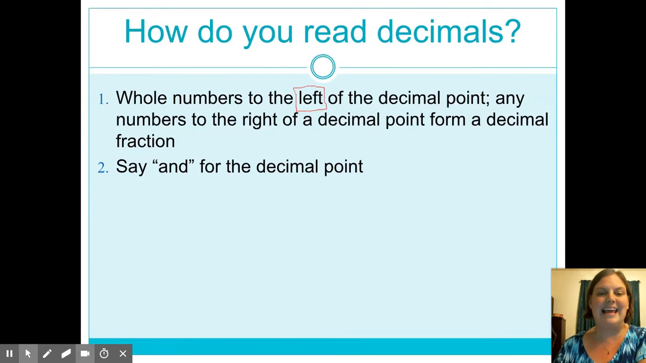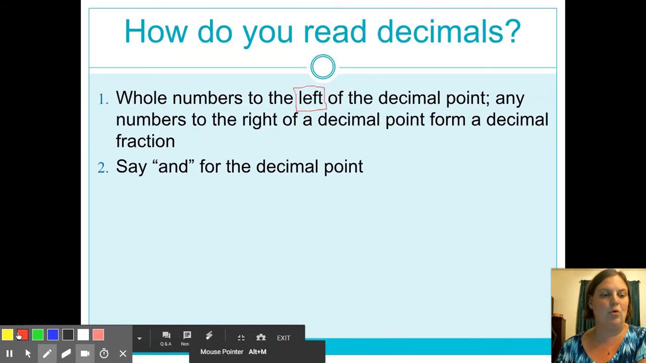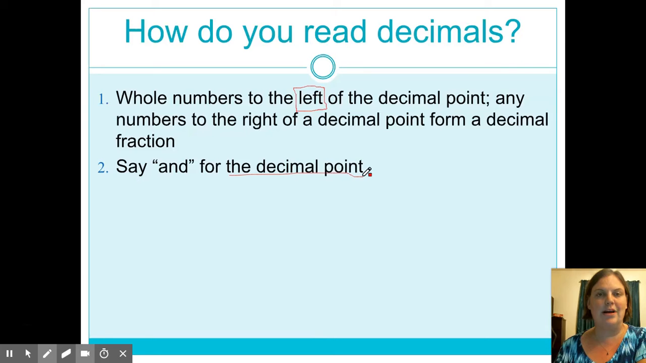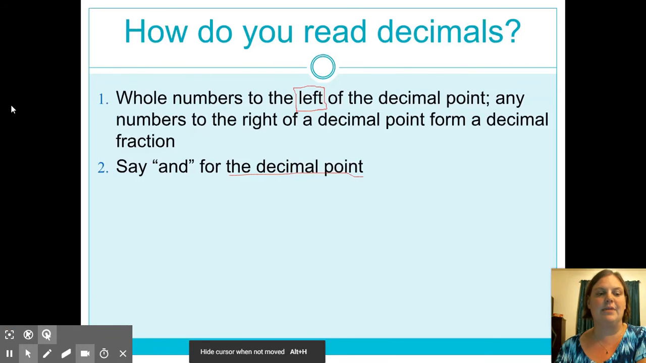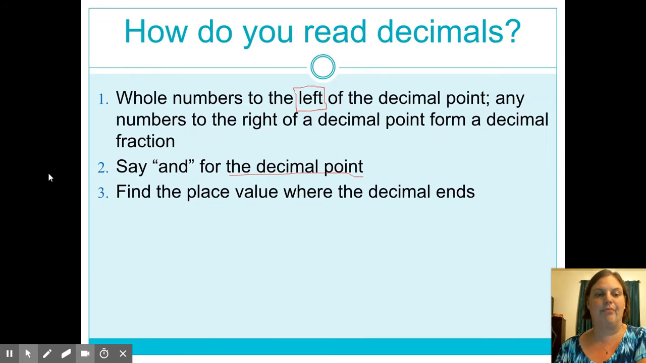We say "and" for the decimal point. "And" means decimal. So when I say 113 and 4 cents, that "and" means it's a decimal. So keep that in mind. "And" is for the decimal point. We have to find out what your blanks are. We find the place value where the decimal ends.